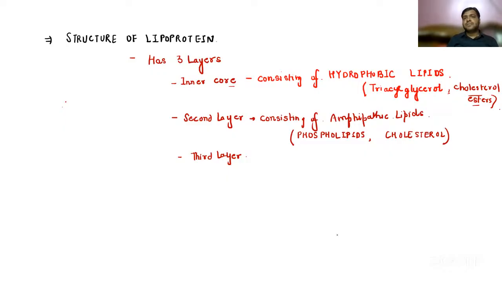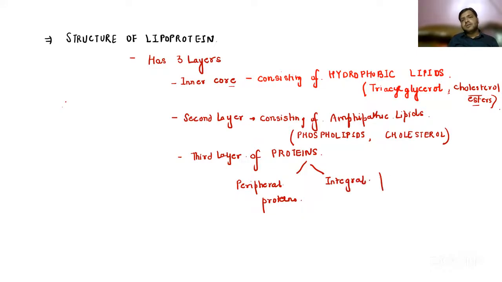And the third layer, again very, very important, is of proteins. Now remember, guys, you already know the proteins over here. We either have peripheral proteins, which are situated outside, and we have the integral proteins. So that is the basic structure. Integral proteins such as ApoB100, apolipoprotein. I will be coming to it. No need to worry.